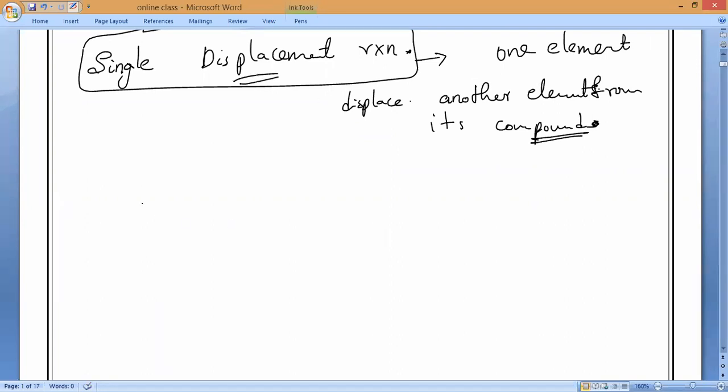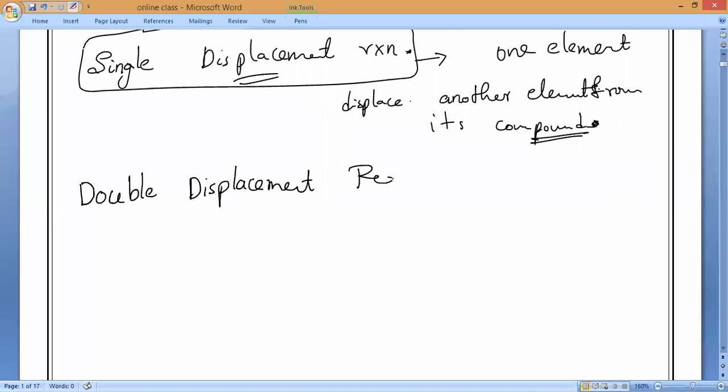Now, coming to today's class, the next type of reaction which we are going to study is the fourth type of reaction. What is that, guys? Double displacement reaction.